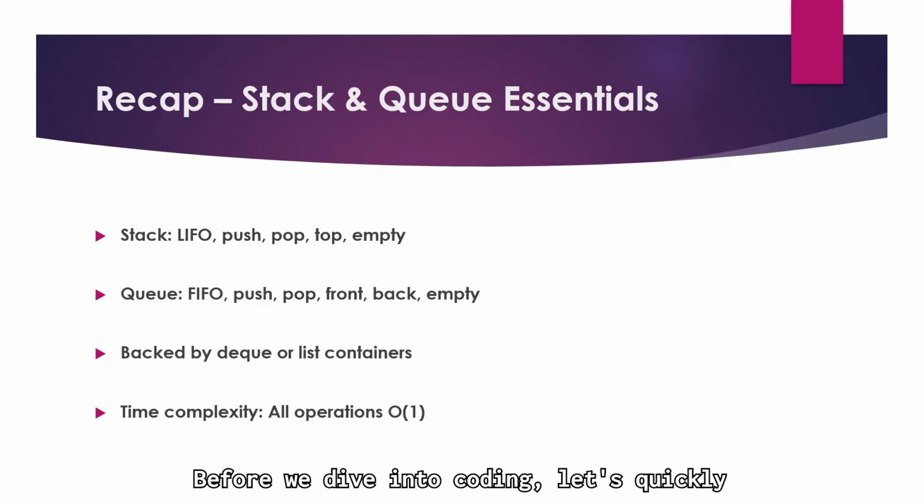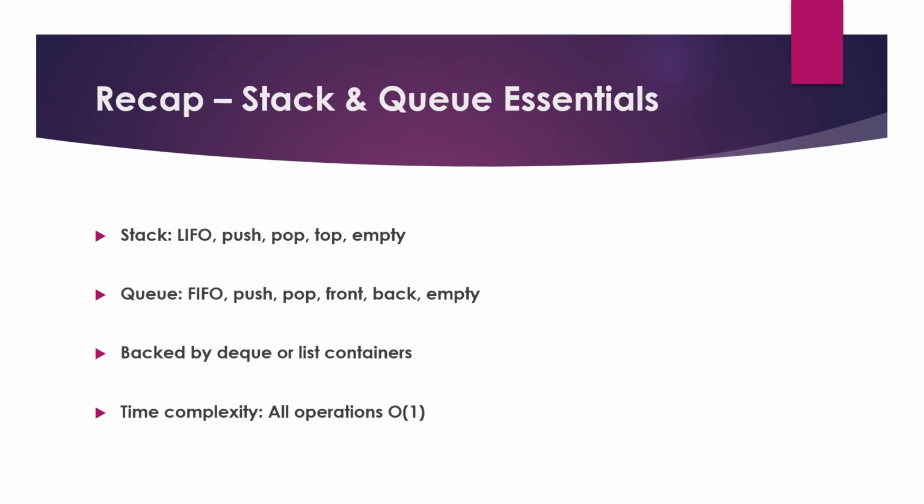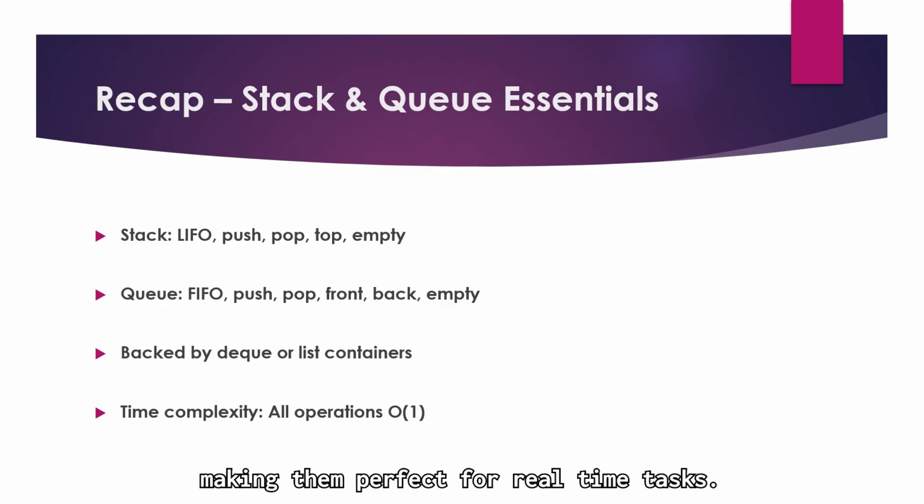Before we dive into coding, let's quickly refresh our understanding of stacks and queues. Stacks follow a last-in, first-out pattern, ideal for problems where the most recent element needs to be accessed first. Think function calls or undo operations. Operations like push, pop, and top are key. Queues, on the other hand, are first in, first out, used when order matters, like scheduling or buffering. Both are backed by efficient containers like deque and offer constant time complexity for most operations, making them perfect for real-time tasks.